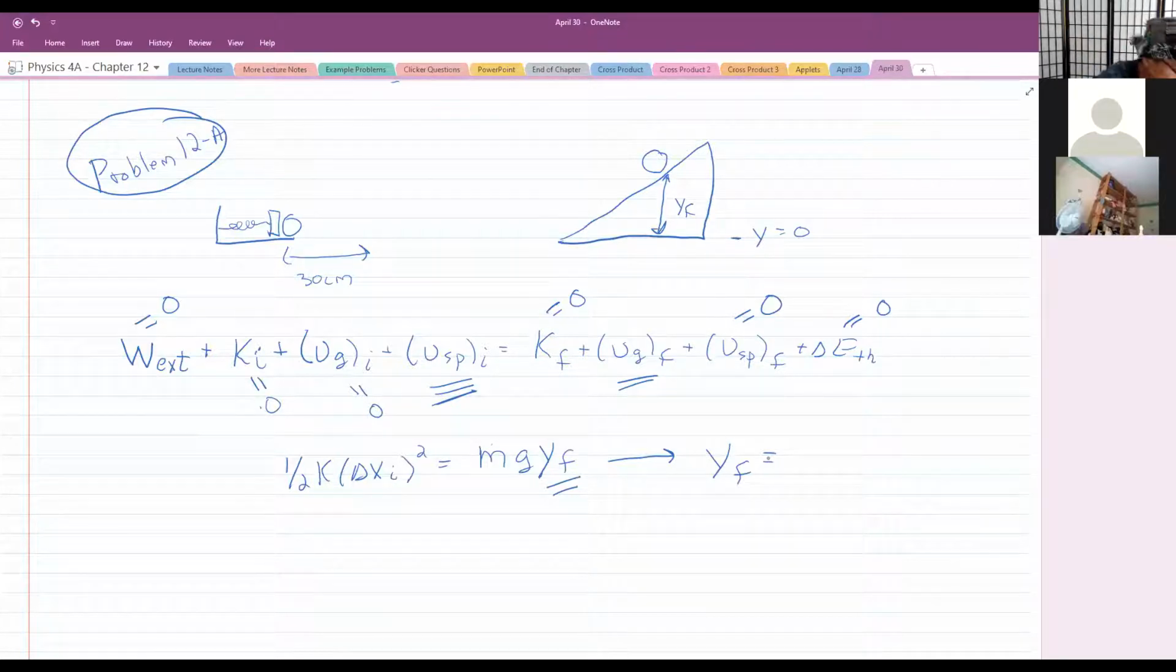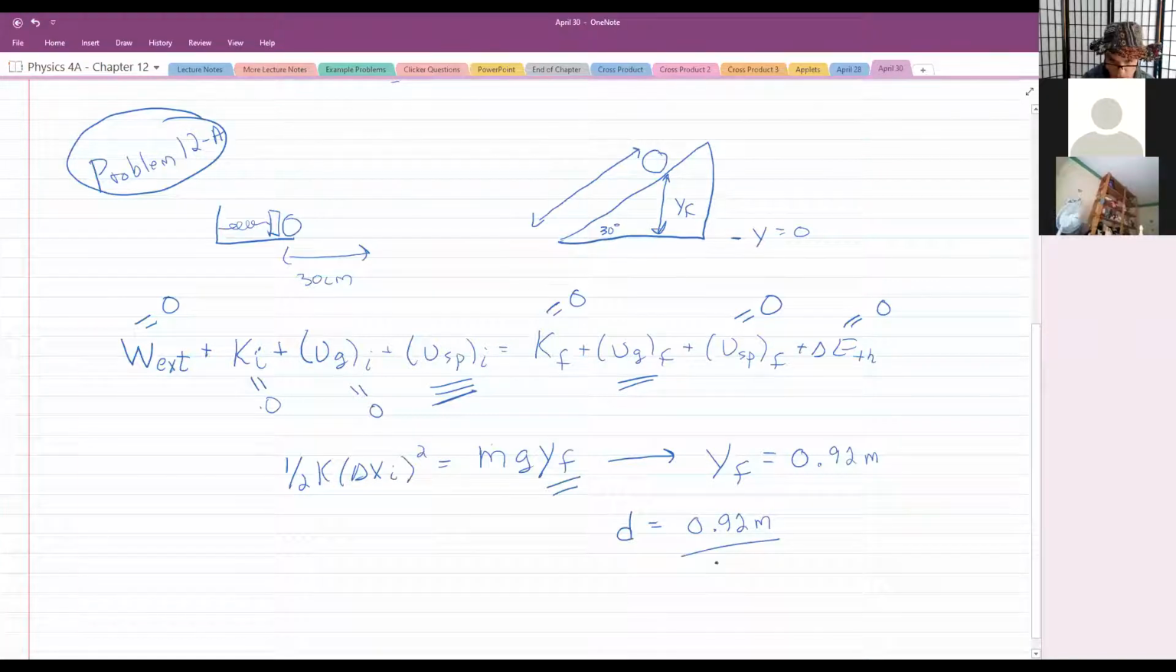What you'll find is that Y final is 0.92 meters. That's the final height the ball gets to. But this particular question was how high or how far up the ramp does it go? Well, we were told that this ramp is 30 degrees. And so just from trigonometry, let me call that D, my distance up the ramp is going to be 0.92 meters divided by the sine of 30 degrees, which ends up giving me 1.84 meters. So that first part, pretty straightforward.